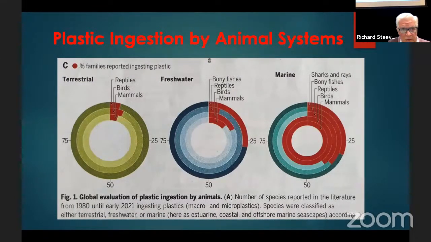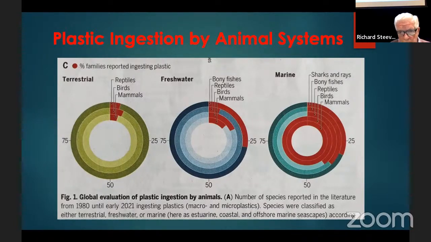Well, it gets not only to us, the terrestrial plastic gets to various species of reptiles, birds, and mammals, as shown on this left circle. And the size of the circle represents the percent of the families of reptiles, birds, or mammals that have been shown to have plastics ingested in them. So we're starting out here, and these little parts of the circle under terrestrial indicate that it's less than 10% of mammals, birds, and reptiles that live on land yet have plastic that they've ingested in their bodies.